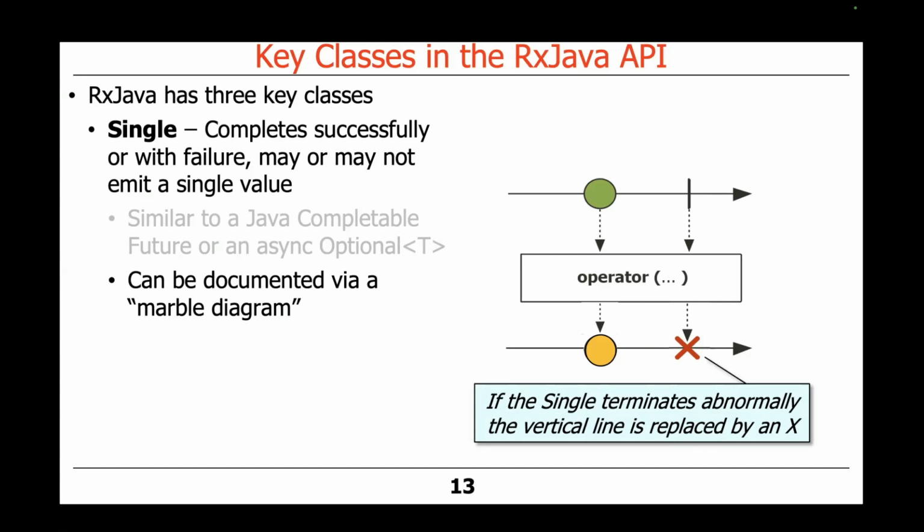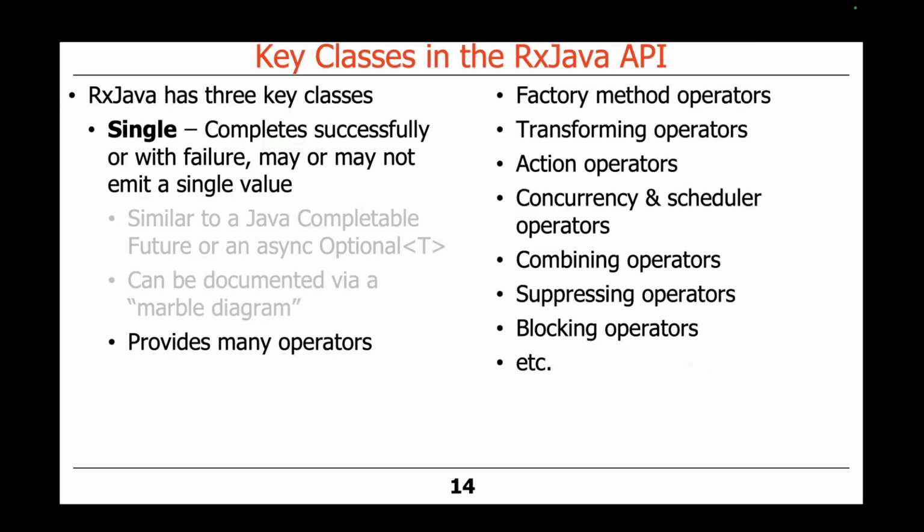And why this matters is because all of the operators that are defined in RxJava and Project Reactor in the documentation, by and large, use marble diagrams to give you some hints as to the semantics of these operators. There are a lot of these operators: factory methods, transforming operators, things that handle concurrency and scheduling, ways to combine stuff together, ways to block, and so on and so forth.